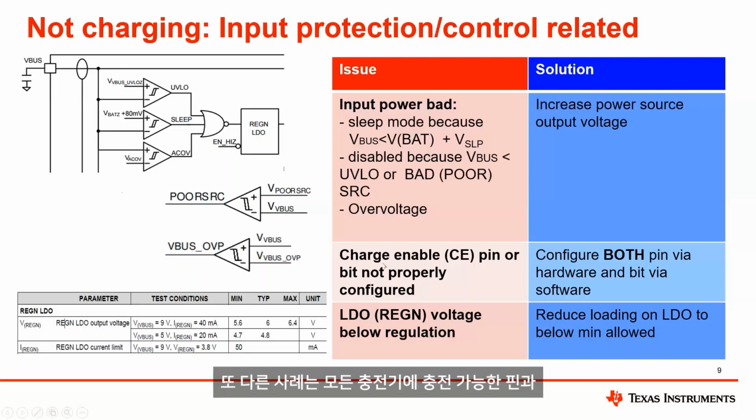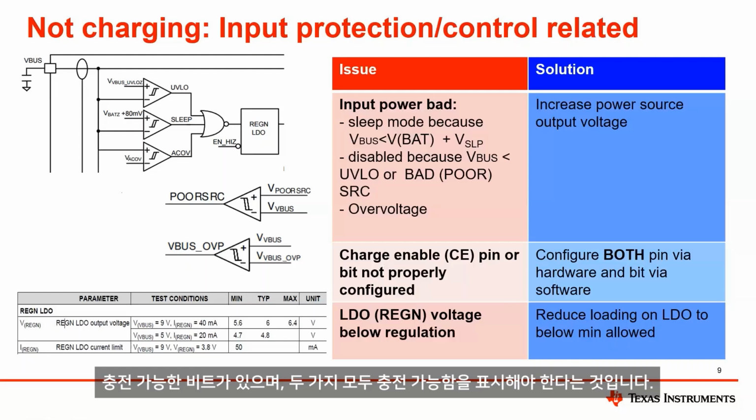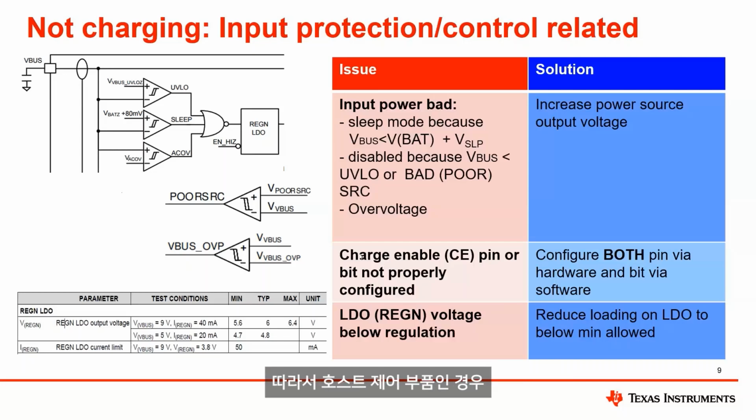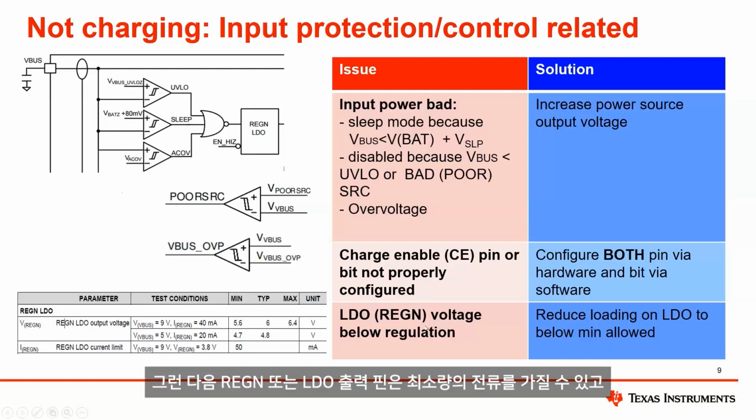Another case that we've had is all of our chargers have a charge enable pin and a charge enable bit, and both of those have to indicate charge. If either one of them says you can't charge, then charging stops. So both of those have to be configured, one with hardware and one with software if it is a host controlled part.